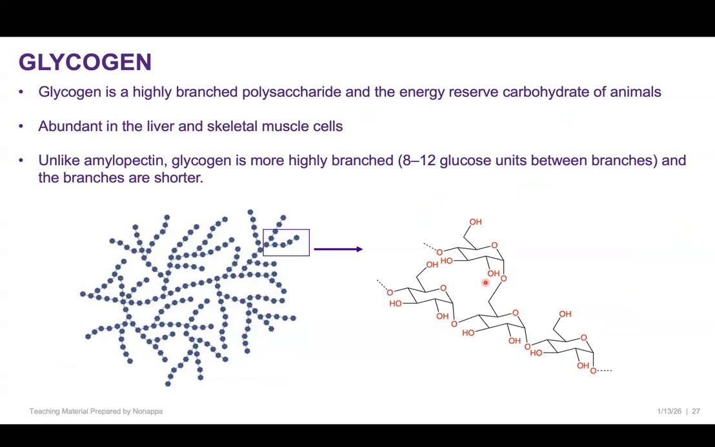Glycogen is another branched polysaccharide and it is the energy storage carbohydrate of animals. Like amylopectin, it also has a similar repeating branch structure. This has a large number of branches. However, the length of these branches is short, from 8 to 12 glucose units. So that is the main difference. Glycogen is super branched with short branches, while amylopectin is less branched but has longer branches.